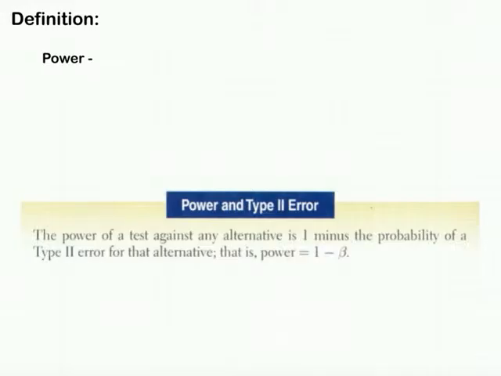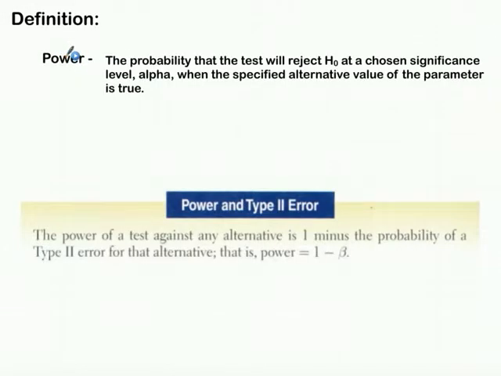So next we're going to talk about power. The power is the probability that the test will reject the null hypothesis at a chosen significance level alpha when the specified alternative value of the parameter is true. So the power of a test against any alternative is 1 minus the probability of a type 2 error for that alternative. That is, the power is equal to 1 minus beta, beta being the probability of type 2 error for that alternative.